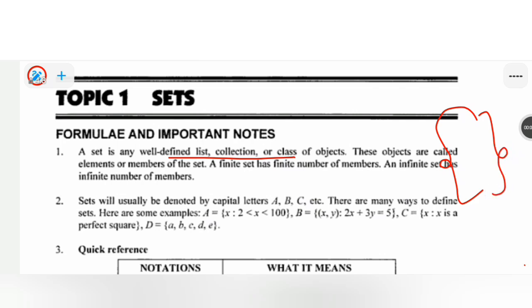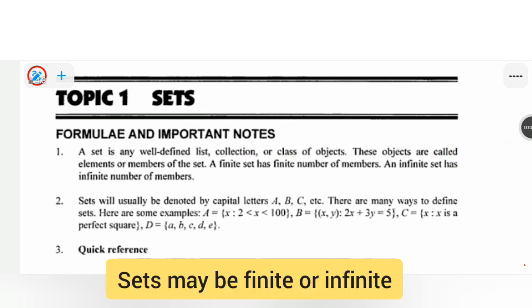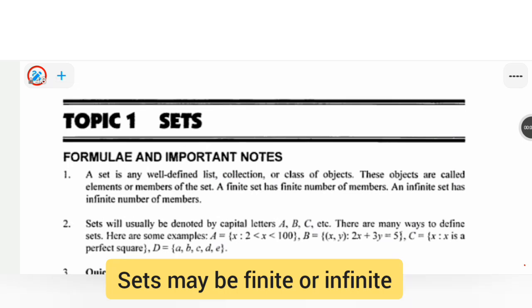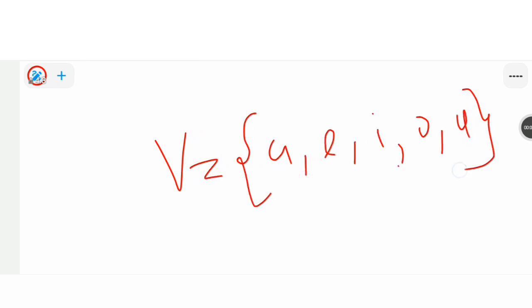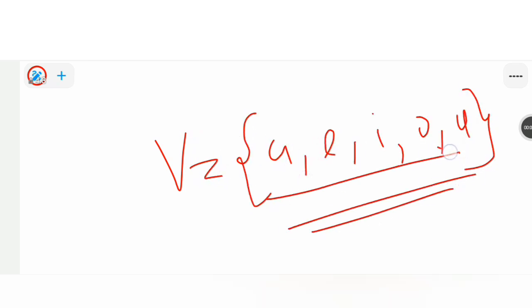Another thing you need to take note of is that sets can be finite or infinite. A finite set is a set that has a limit. Take for example a set of vowels: A, E, U. This is a finite set because it has a limit. When you write this set, there's a point you will get to where you have to stop. But a set that does not have a limit or an ending is an infinite set.